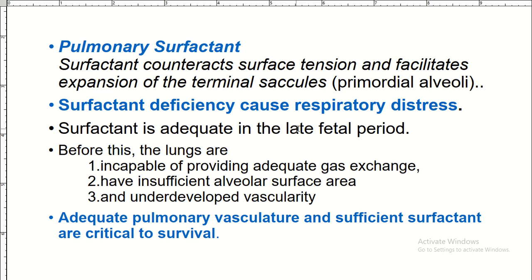Surfactant is adequate in the late fetal period. We say this. Before this, the lungs are incapable of providing adequate gaseous exchange. You have insufficient alveolar surface area, and there is underdevelopment of vascularity. So surfactant is very important. Adequate pulmonary vasculature and sufficient surfactant are critical for fetal survival. So that's why we say in canalicular period and pseudoglandular period, you don't have the survival of a fetus.